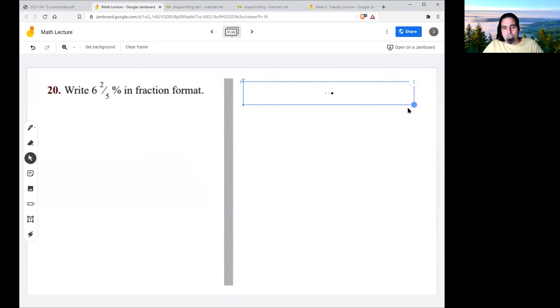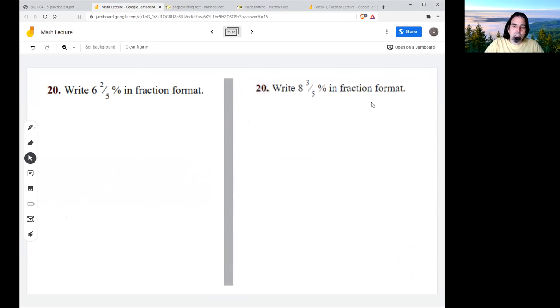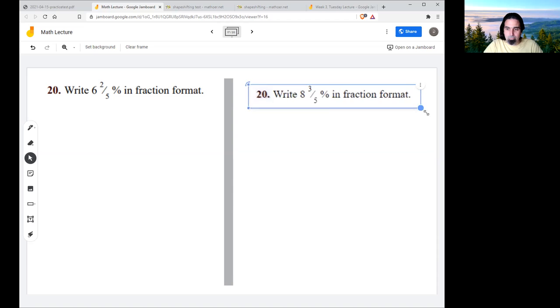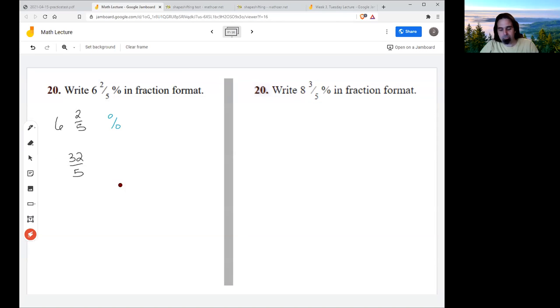Okay, pause if you're at home. Try this one. This is one that often I need to give a hint on first before someone does it on the left. So I'm happy to do that. So we take the 6 2/5%, and we're first changing the 6 2/5. 6 times 5 is 30, plus 2 is 32 over 5.